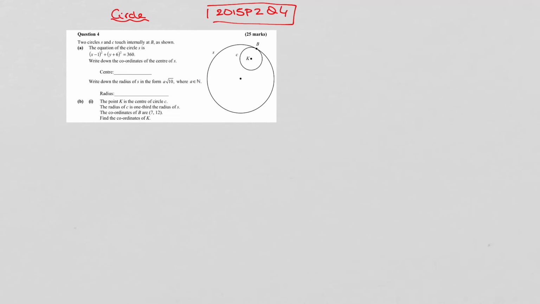2015, paper 2, question 4, circle. So in question 4 here, we were given two circles, S and C, and we're told that they touch internally, and they touch internally at B as shown in the diagram.